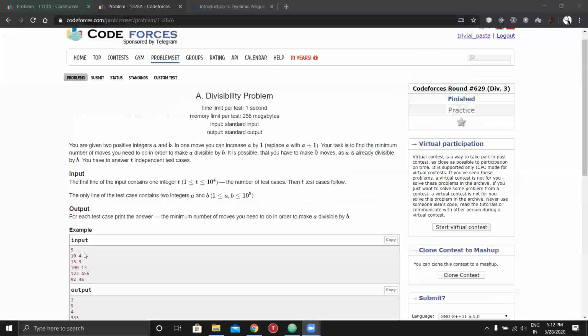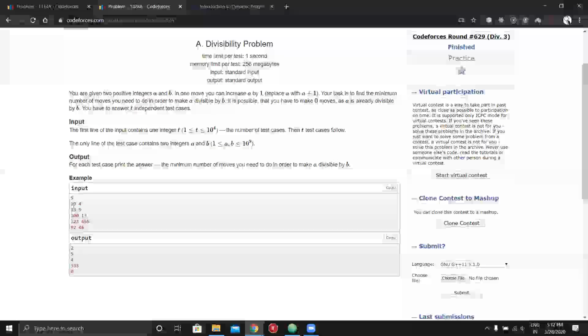What is 10 mod 4? 10 mod 4 is not equal to 0. Now we increment 10. 10 becomes 11. Okay, 11 mod 4 is also not equal to 0. Now we increment once again, and we get 12. So 12 mod 4 is 0. So 12 is divisible by 4, and we got the answer, which is two steps to solve the first question.